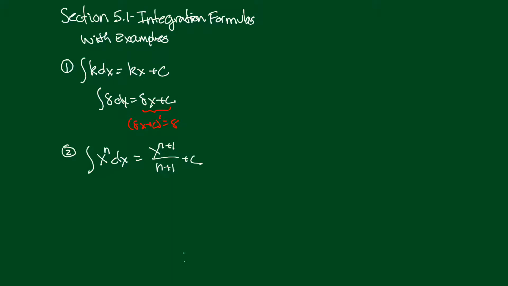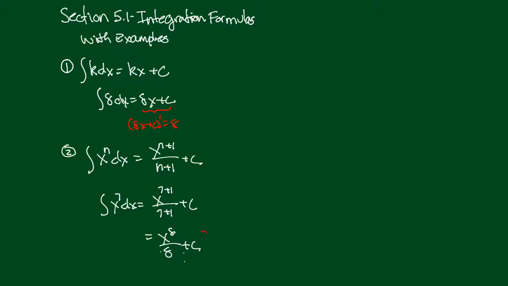by that new exponent. So here's an example. Suppose we have this one here. We're going to take x to the 7th with respect to x. So we're going to get x to the, increase it by 1, over that new value, plus c. So we're going to end up with x to the 8 over 8 plus c.